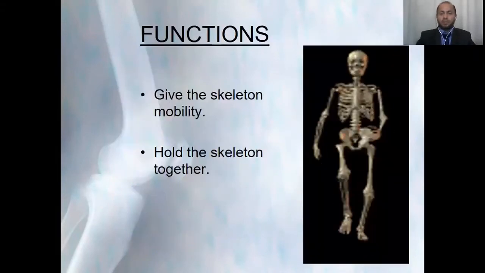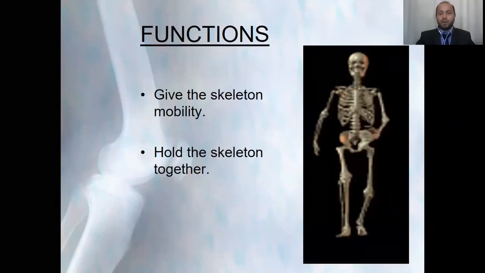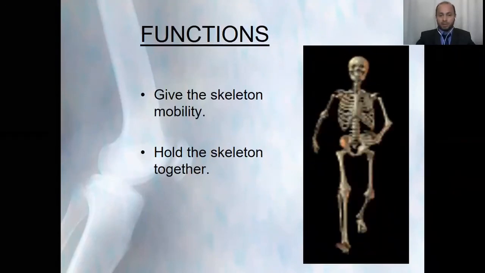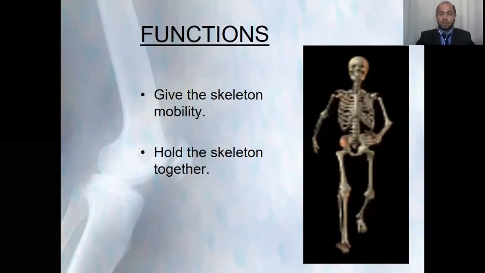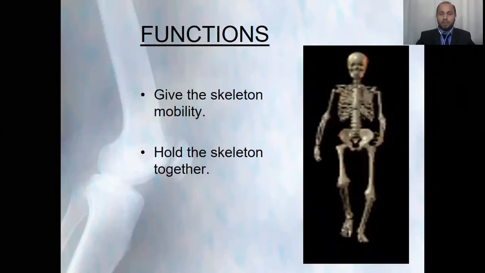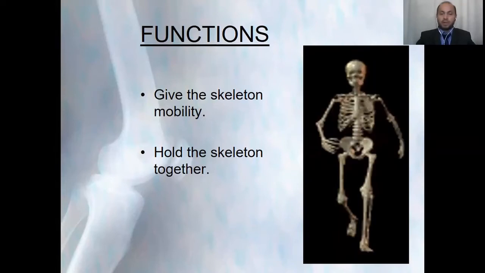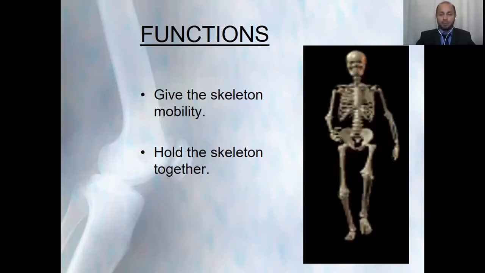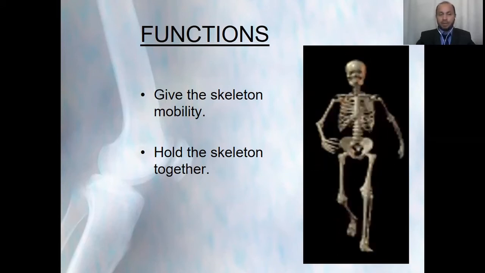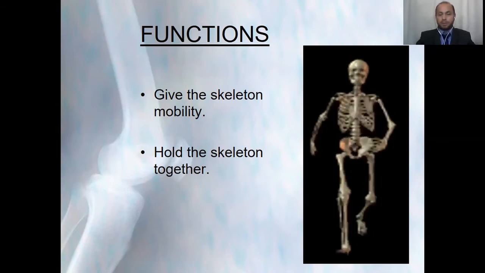What are the functions of joints? The main function of the joint is to provide mobility to the body and to hold the skeleton together. Another function of joints is that they also protect the internal organs. For example, the skull or cranium protects the brain, and the thoracic cage protects the heart and the lungs in the body. Also, the joint provides structure to the body.